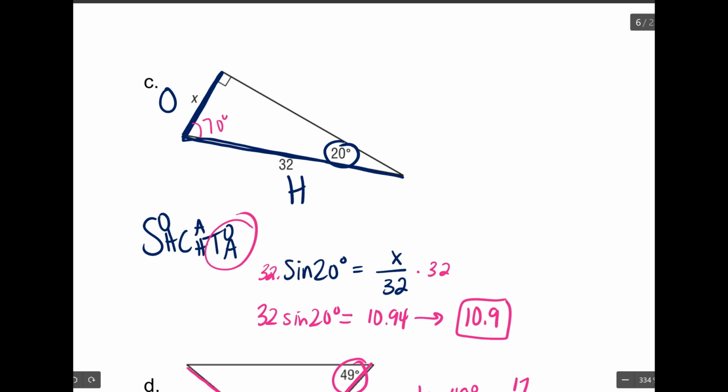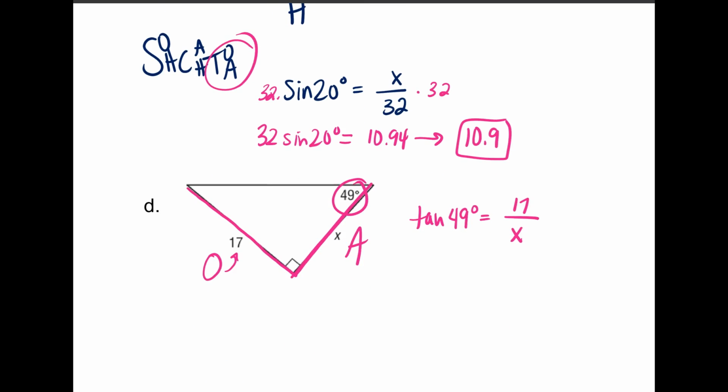I could have used 70 degrees and used cosine. If I would have used 70 degrees, I could have used cosine because I have the adjacent and hypotenuse. So you just multiply by 1/7.